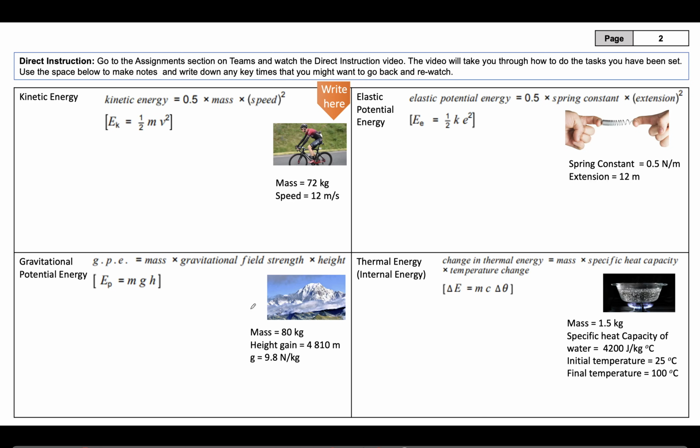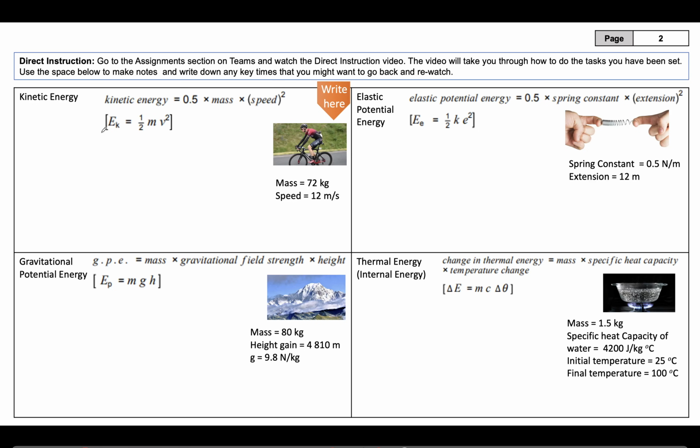If you climb up a mountain, this one's Mont Blanc today, you gain what's called gravitational potential energy. The higher you are, the more gravitational potential energy you will have. And then finally, yesterday we had a look at internal or thermal energy, so the energy change if you increase or decrease something's temperature. And let's go through a few quick examples for this one.